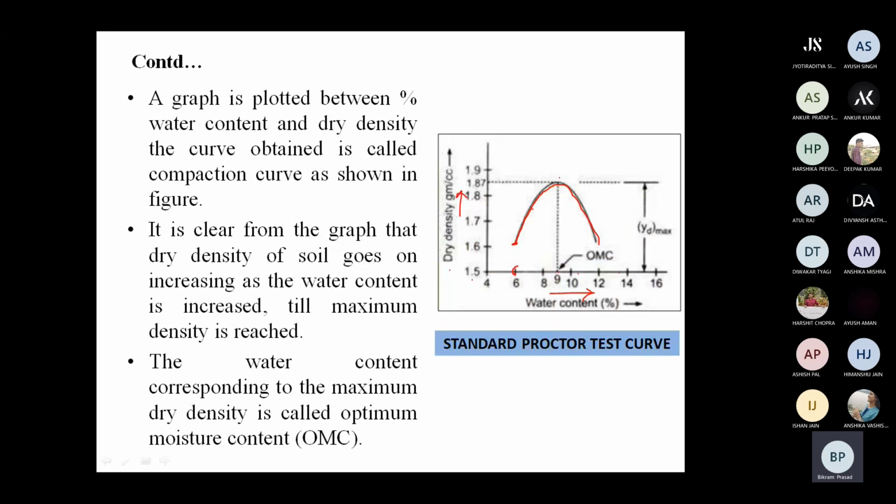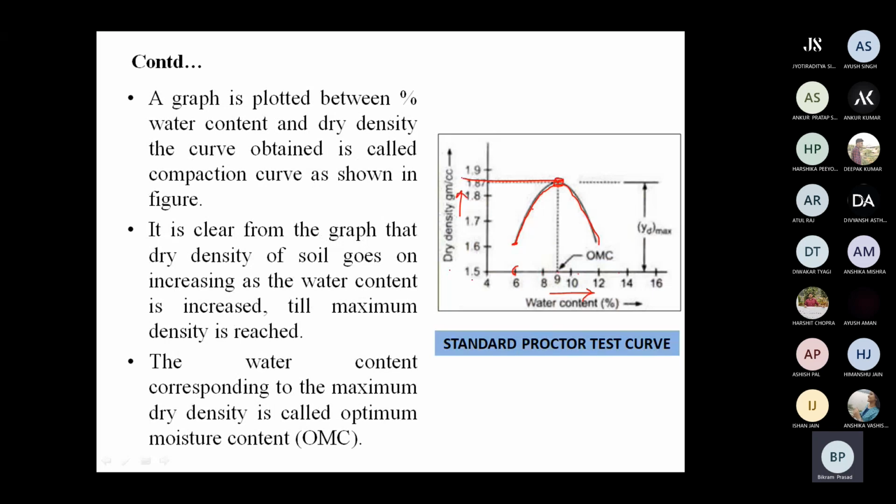This is the maximum value you can see here. The maximum is at a water content of 9 percent. This is an example; you can see 9 percent. We will be getting the maximum dry density, and here we have got 1.87 gram per cc dry density. What is the density of water? You all know that it is 1 gram per cc.